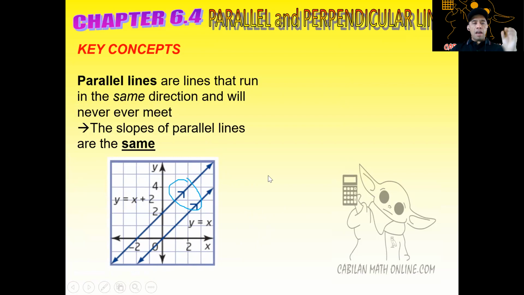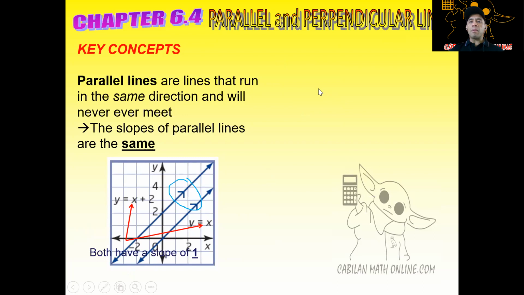Now, as I said before, anytime you have equations of parallel lines, they will always have the exact same slope. For this diagram, we have y equals x plus 2 that represents the top line, and y equals x that represents the bottom line. Each one of these has the same slope because they both have a slope of 1. As long as they have the same number, including its sign, that tells you that what you have there are parallel lines. That part is relatively easy to remember.